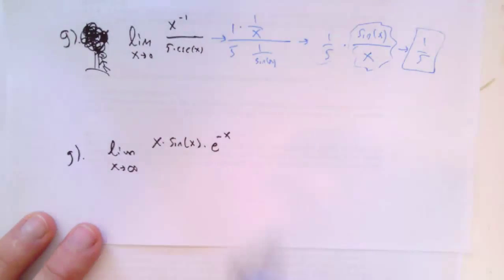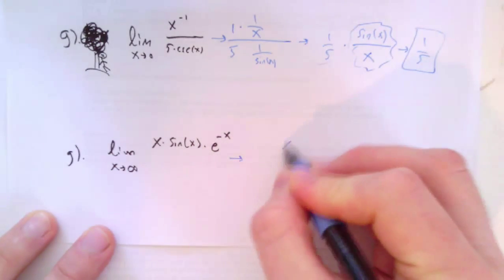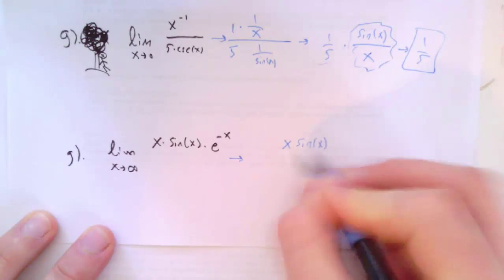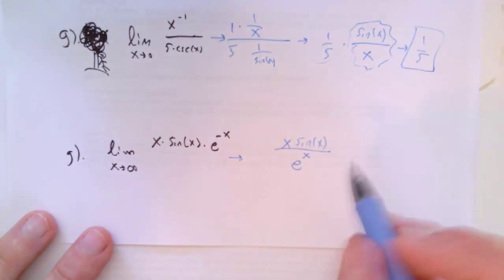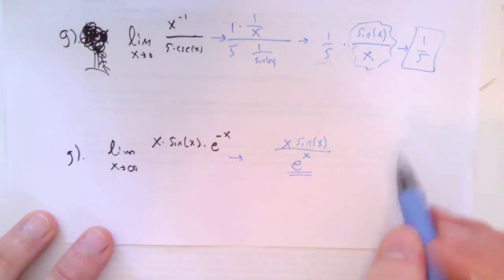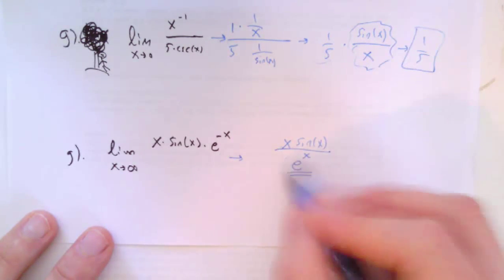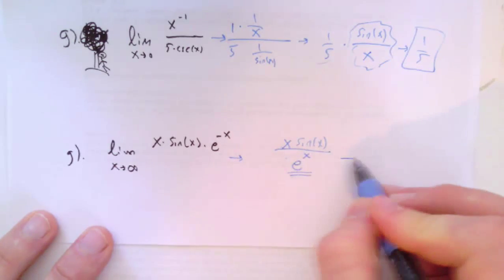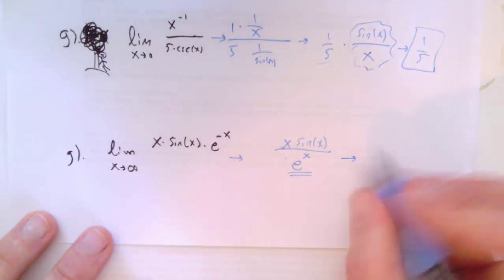All right, last one. If I rewrite this, I've got x sine x divided by e to the x. So I've just moved this into the denominator. So again, thinking about which functions are dominating here, e to the x grows so much faster than x that these values are eventually going to dominate those values. So as x approaches infinity, this entire expression should be approaching 0.